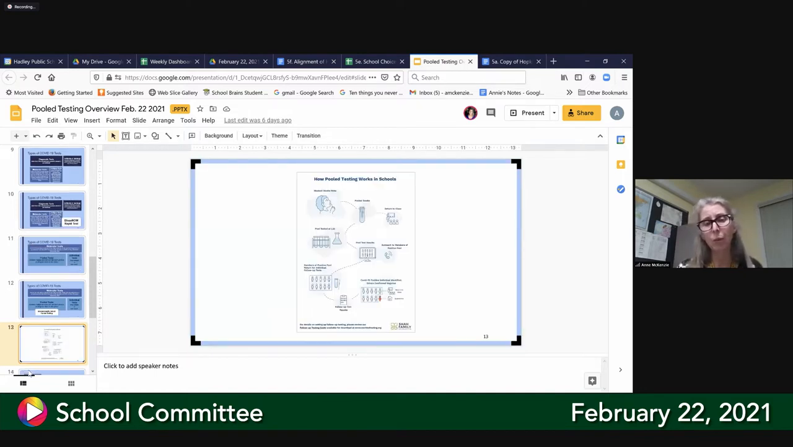I also sent this home in the weekly newsletter, but essentially how this works is that a pool of 10 specimens are collected. So once we know who is interested in participating in this program, then we'll develop our pools and we'll develop our testing schedule, the day of the week that we would test. And so every single student, if they are old enough, would self-swab, and these are called anterior nasal swabs. So at the end of this, Robin will demonstrate for folks what it looks like and what it feels like, but these are anterior nasal swabs, so they don't go very far into the nasal cavity.